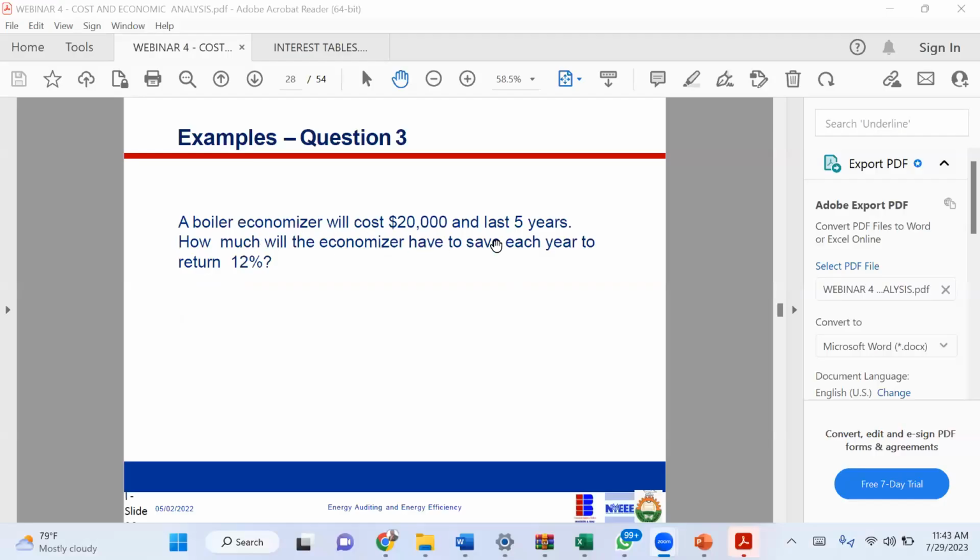He said, how much will he have to save each year to return 12%? This "to return 12%" is jargon, is tautology, is confusion. Lecturers those days, or even these days, when they give you an assignment, they try to confuse you. What the question wants to say is, is it economical? How much does this boiler economizer have to save to convince the client to buy it at 20,000? That's just the question. How much must he save so that the client will not run a loss, seeing that he's borrowing money at 12%?